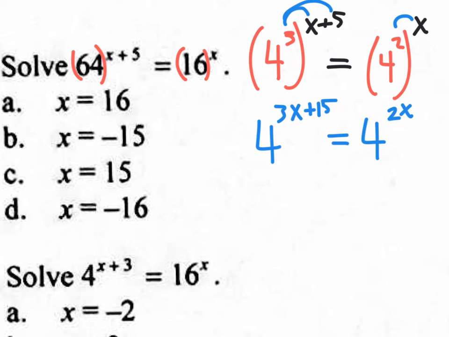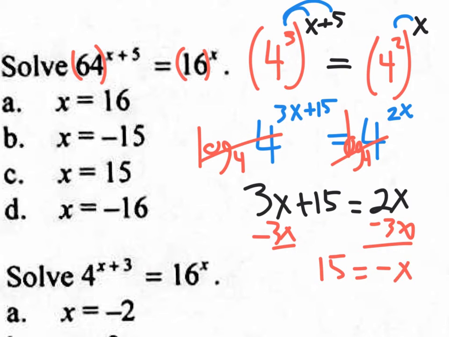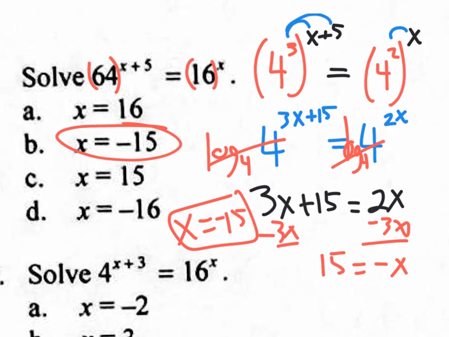And the reason for that is because technically you could apply a log base 4 on both sides. Now that really is a waste of time because you're going to cancel them out anyway. So you can just cancel out the 4's and you're going to have a new simple equation that says 3x plus 15 equals 2x. And if we continue to solve, I want to move the 3x over to the other side, subtract 3x, subtract 3x. You're going to end up with 15 equals negative x, which means that x equals negative 15. And that is option B right there.